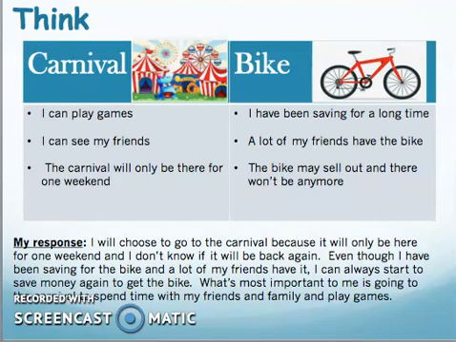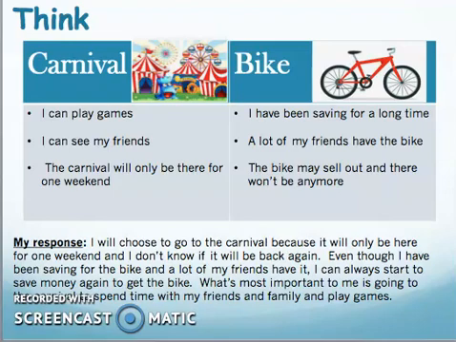The carnival. At the carnival, I can play games, I'll get to see my friends, and the carnival's only going to be here for one weekend. Or do I want the bike? I've been saving for this bike for a long time. A lot of my friends already have the bike, and the bike may sell out and there won't be any more for me to buy. So I have to think what's most important to me.